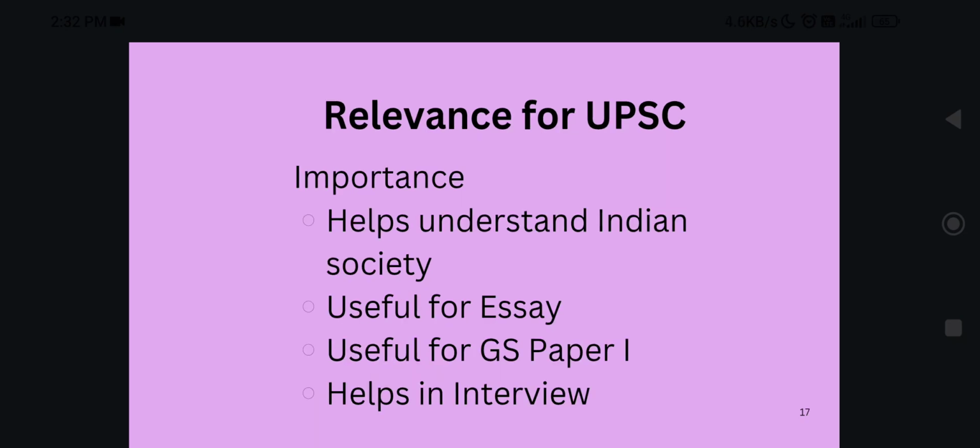Sociology is highly useful for UPSC preparation. It helps us understand Indian society and social issues. Many topics overlap with General Studies Paper 1 and the Essay Paper. Sociology also improves analytical thinking and answer writing skills. Therefore, sociology is not only an optional subject but also a useful tool for understanding society.